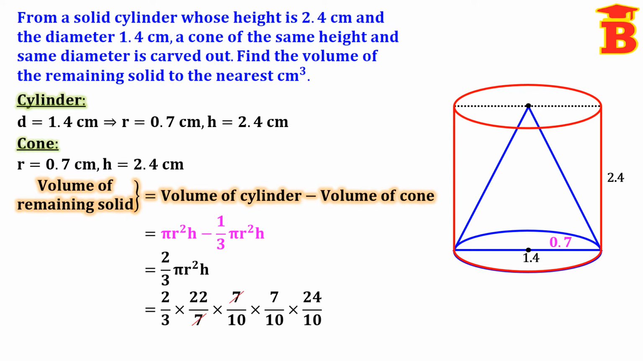Now we can cancel 7, 7. And let us cancel 3 and 24 8 times. Now multiply all the numerator numbers. 2 into 22 into 7 into 8. So if we multiply this, we get 2464. We have divided by denominator 10 into 10 into 10. So we have 3 zeros in the denominator. So we have to put the point after 3 decimal places from the right side. So we get the answer 2.464 centimeter cube.